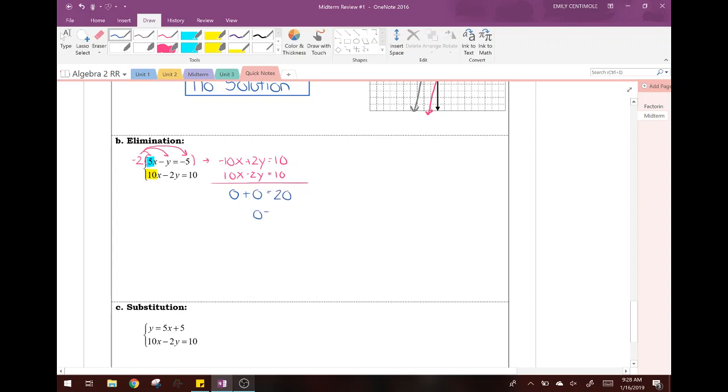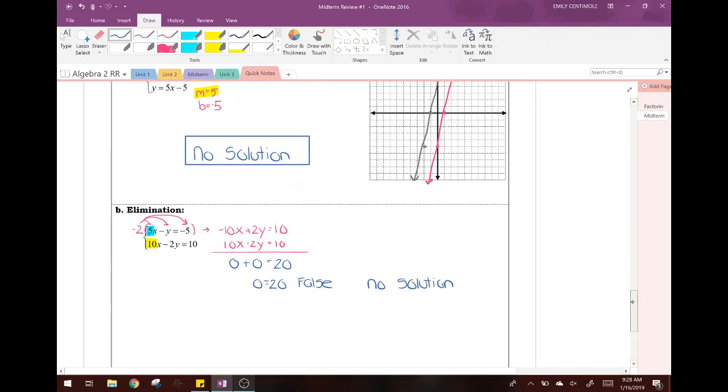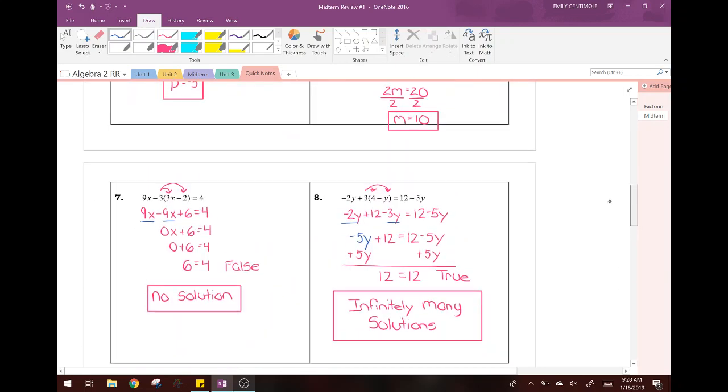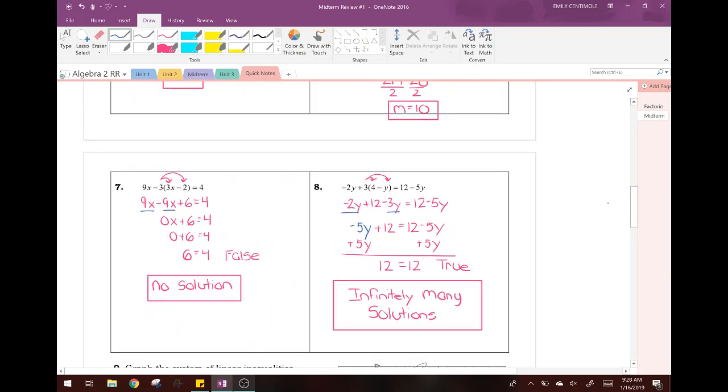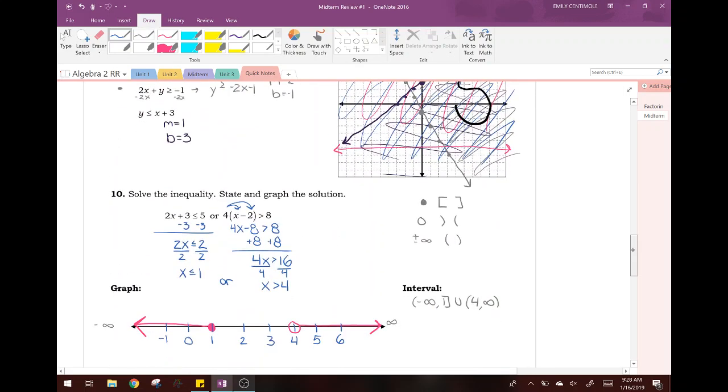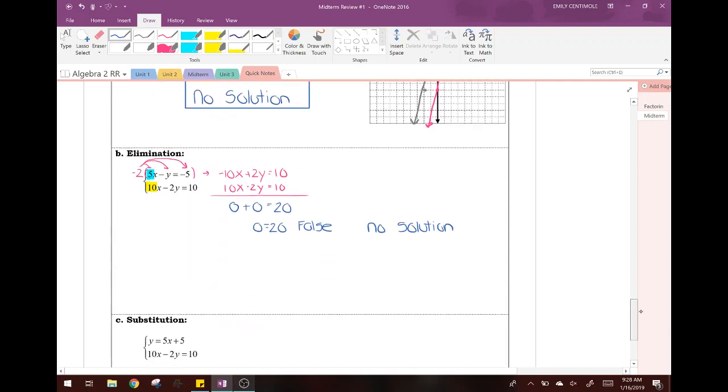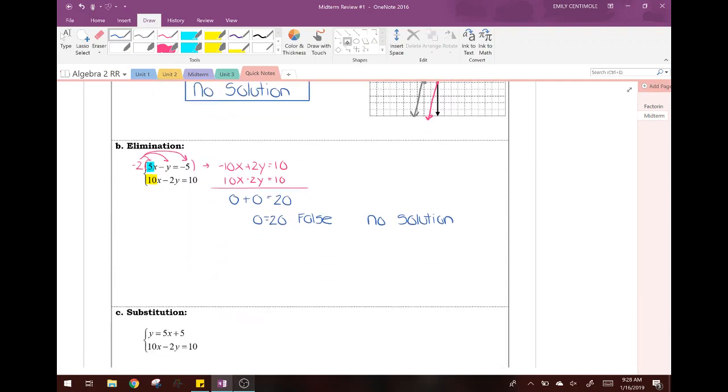So I get 0 equal to 20, which is a false statement, and that is going to lead us to the conclusion of no solution. If you think back to when we were solving equations in those first couple problem sets, I'm going to go back up and just show you where. Okay, questions number 7 and 8, those ended up with a variable canceling and then true or false statements. This is the same idea there. So this one again is no solution.